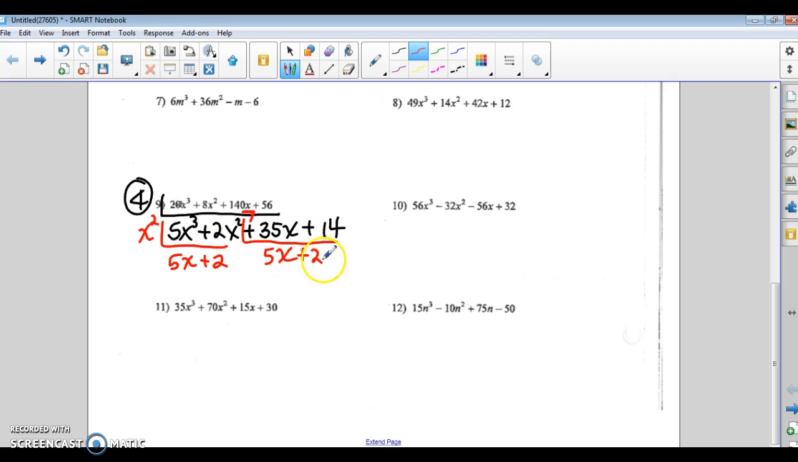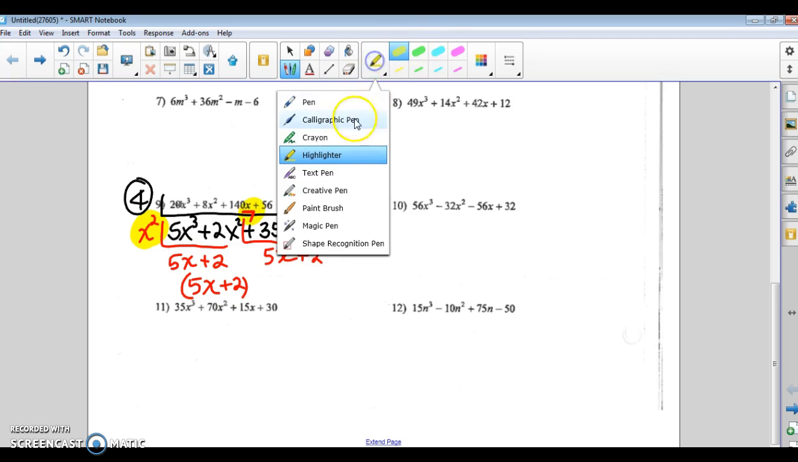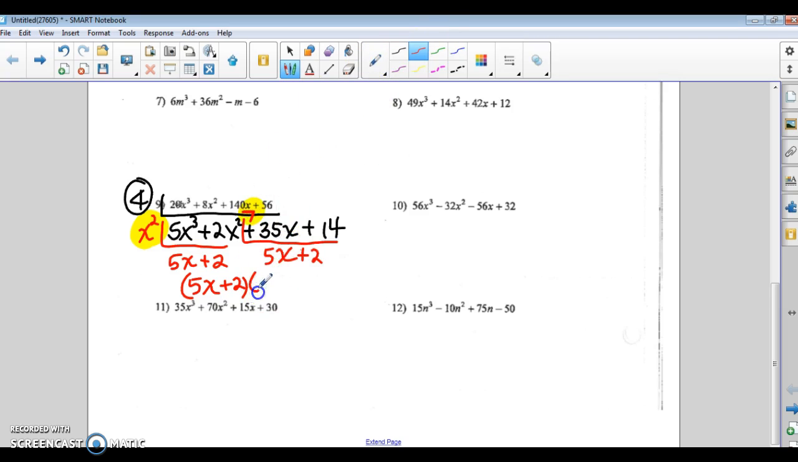You see that? Now we have matching binomials. So I'm going to write 5x plus 2 one time. Okay, and what is the other binomial factor? x squared plus 7. Okay, now am I done? No, because I need to bring down this greatest common factor, which is 4. So in this case, we have 3 different factors: 4, 5x plus 2, x squared plus 7. Okay?